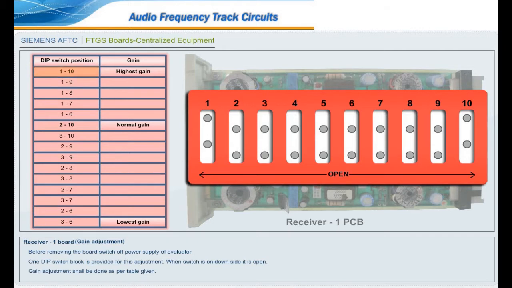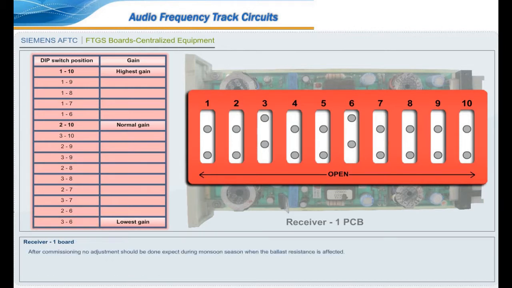Dip switch position 1 and 10 or 1 and 9 or 1 and 8 or 1 and 7 or 1 and 6 have highest gain. Dip switch position 2 and 10 or 3 and 10 or 2 and 9 or 3 and 9 or 2 and 8 or 3 and 8 or 2 and 7 or 3 and 7 or 2 and 6 have normal gain. Dip switch position 3 and 6 have lowest gain.